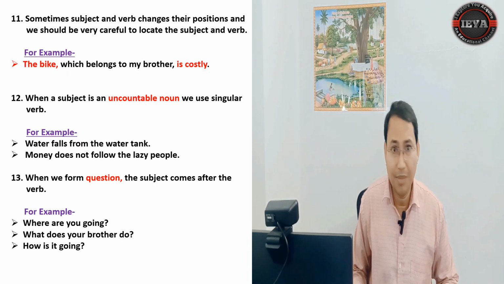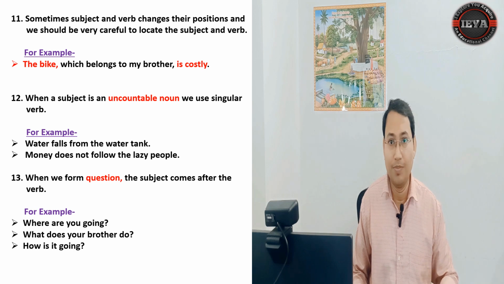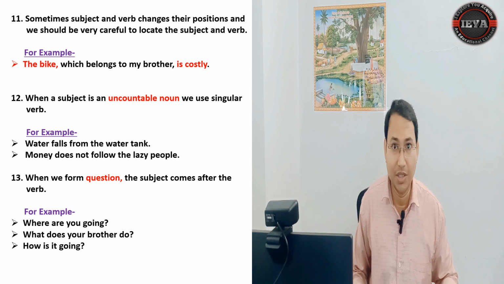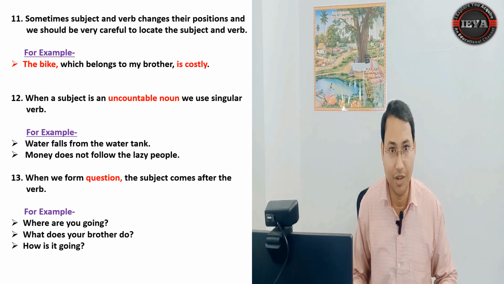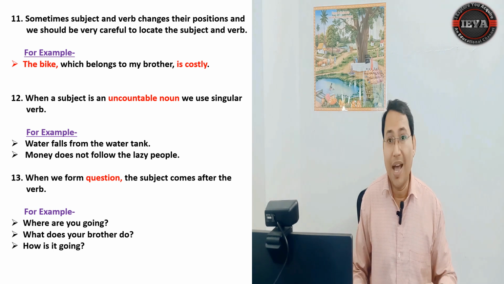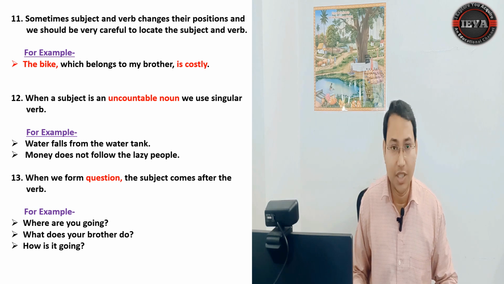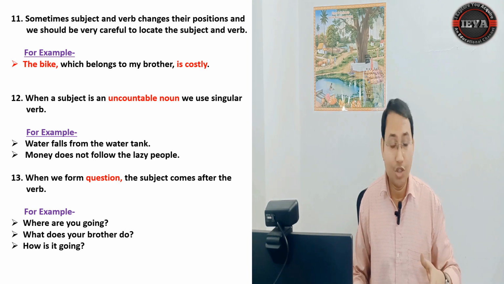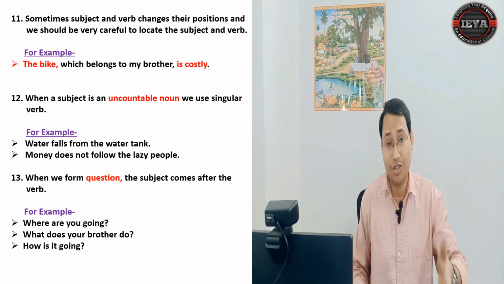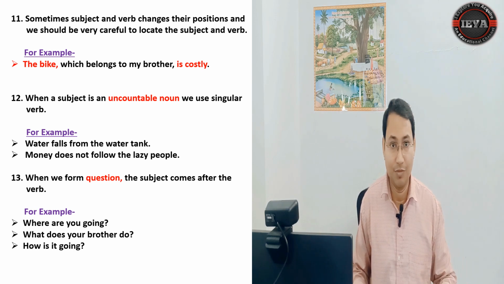Point number 11. Sometimes subject and verb change their position and we should be very careful to locate the subject and verb. For example, the bike which belongs to my brother is costly. Here the main subject is the bike and which belongs to my brother is a phrase. It just adds extra information to the subject, but it is not the main subject, right?